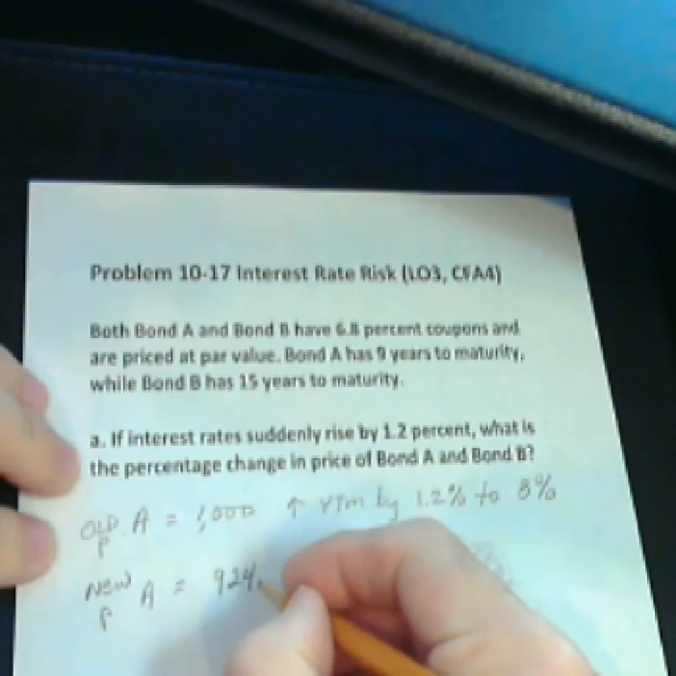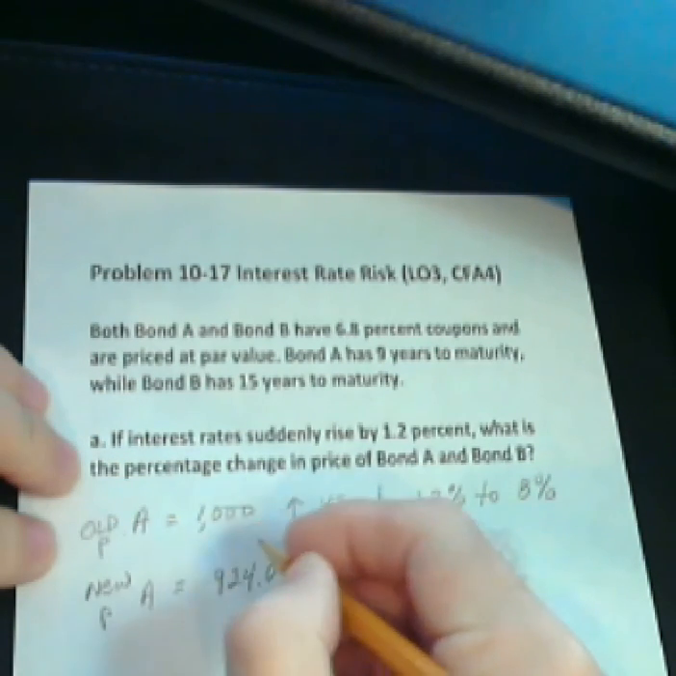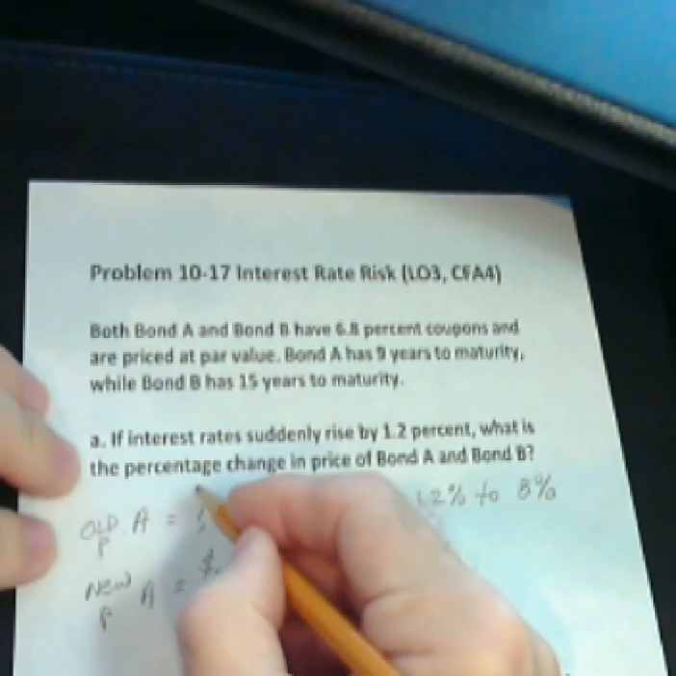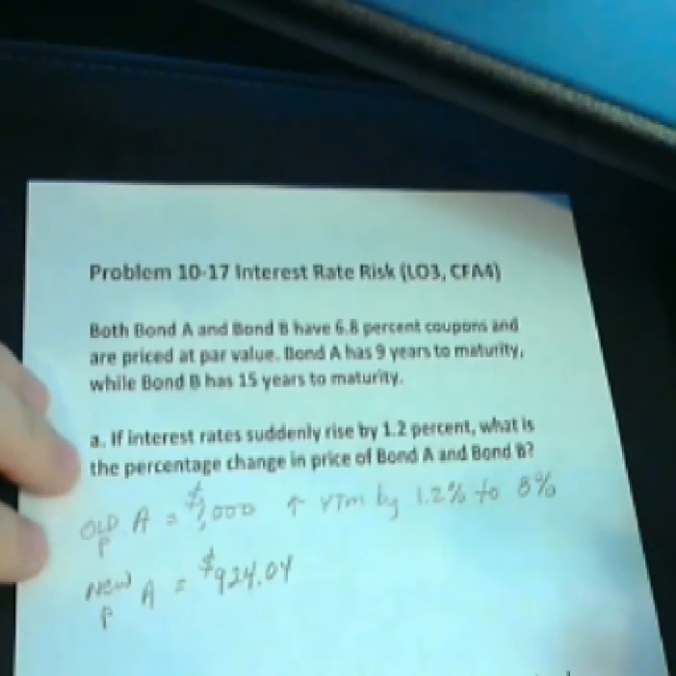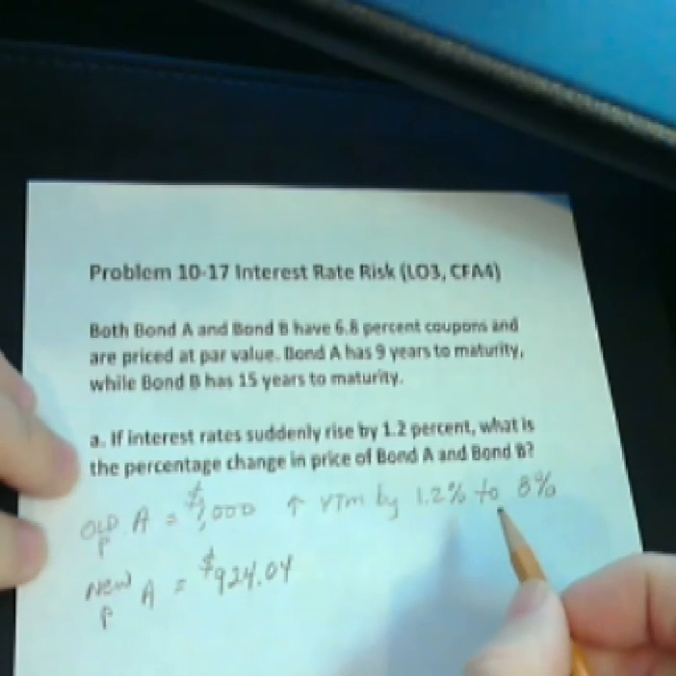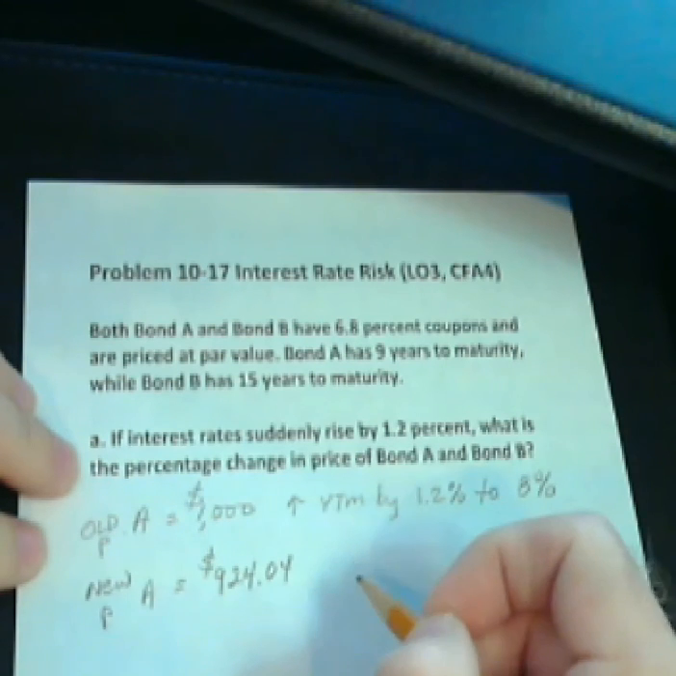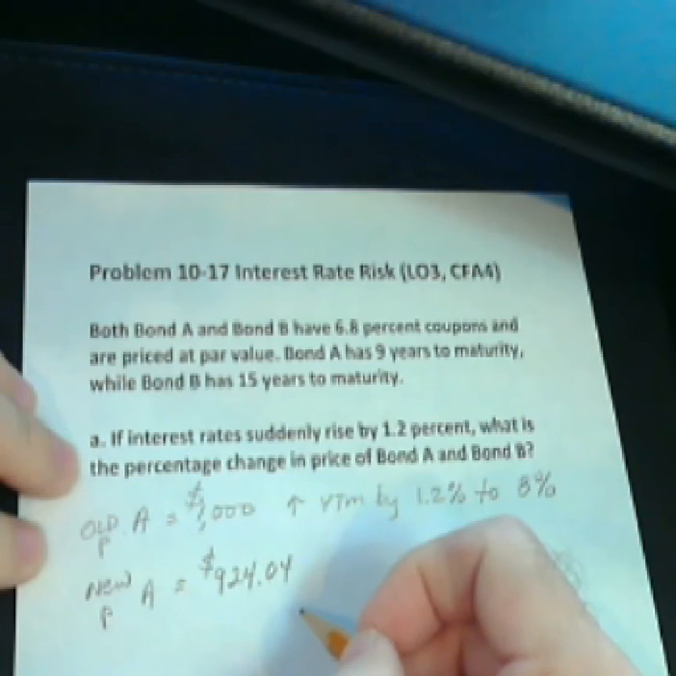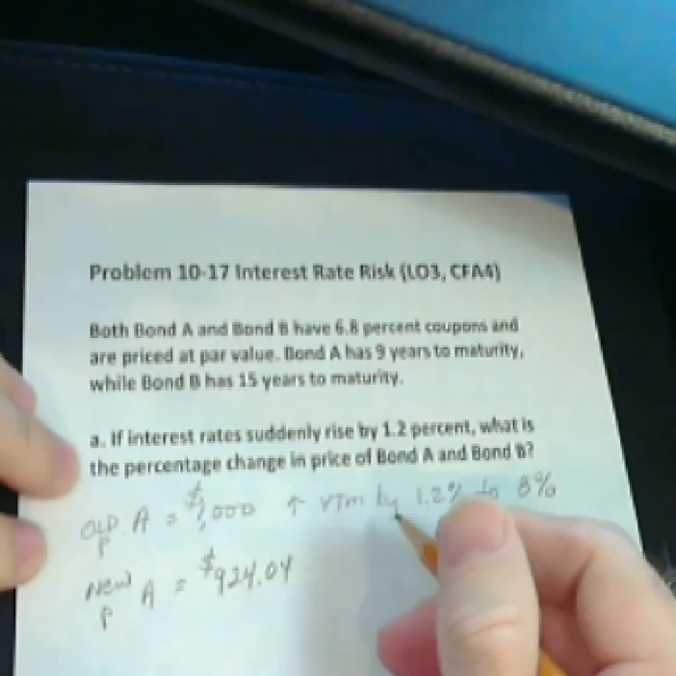924.04, I believe. So check that number out. Make sure that's what you get when you increase the yield to maturity to 8%. And I have a video posted for you on how to use your TI BA II Plus to calculate bond prices. Here's your chance to use it.